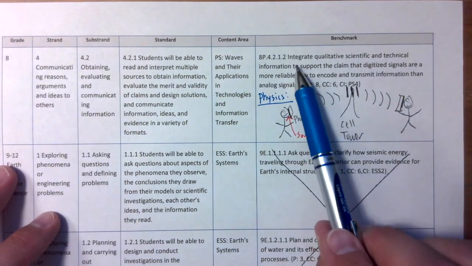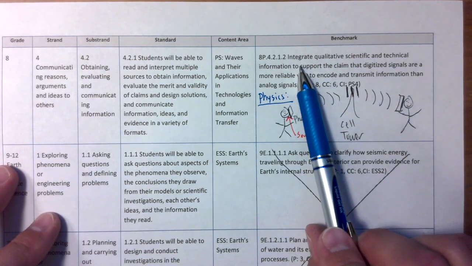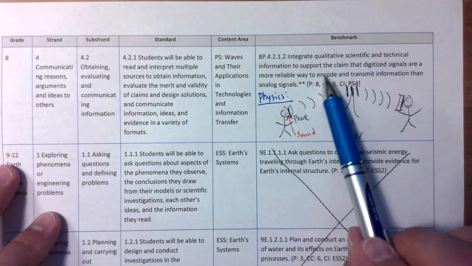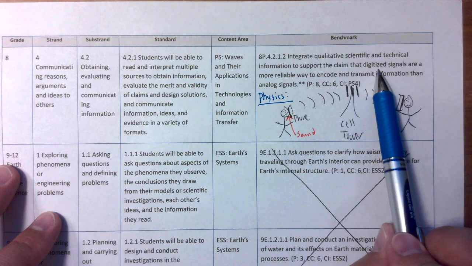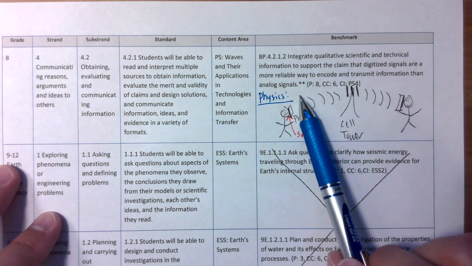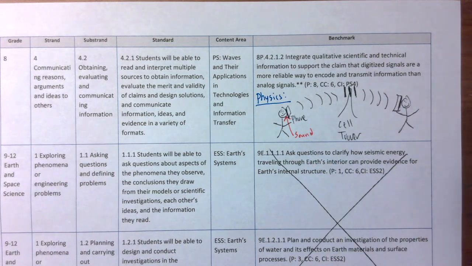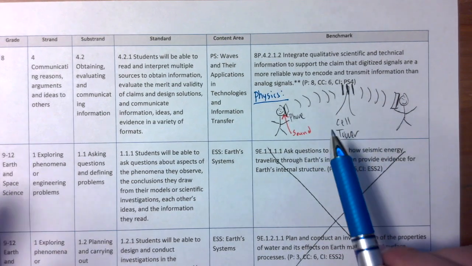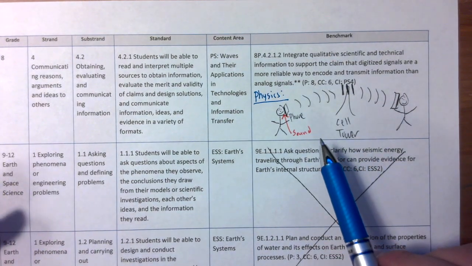Of course, after talking about hydrocarbons, we'd go to this last one. It says, integrate qualitative scientific and technical information to support the claim that digitized signals are a more reliable way to encode and transmit information than analog signals. I would say, where'd this one come from? It's a good one, though. This is basically going to be somehow tied into when you're talking about waves. And then you probably talk about sound waves and go to light waves.